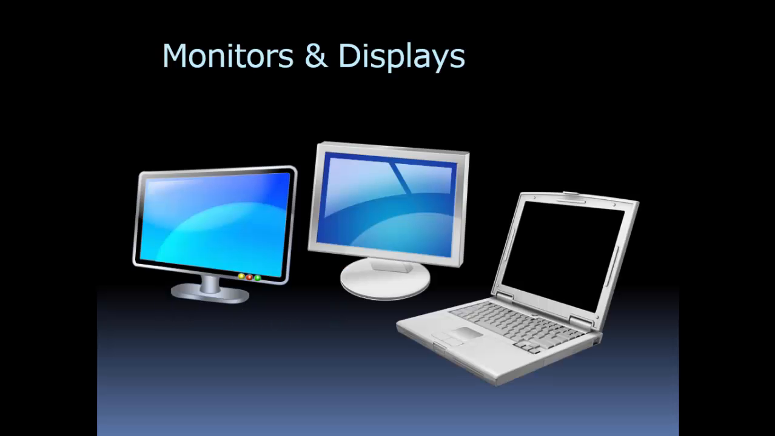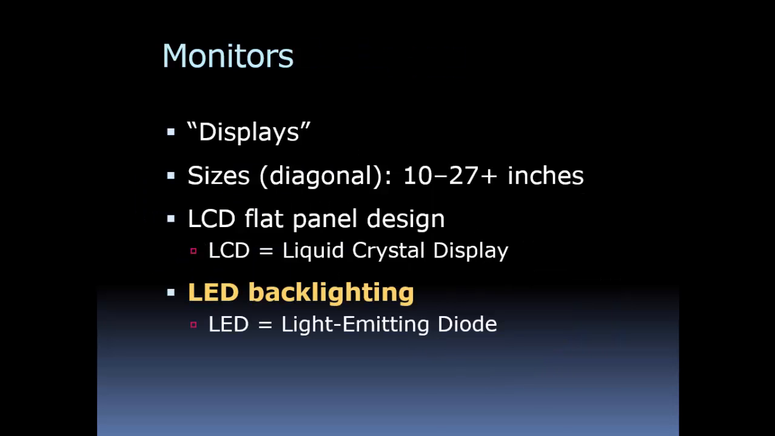Monitors and displays: usually with desktops we call them monitors, and somehow when they're attached to a laptop, we call them displays. But basically, of course, they're the same thing. And we measure them diagonally from the upper left to the lower right, or the lower left to the upper right. And sizes range as small as 10 inches nowadays up to 27 inches or more.